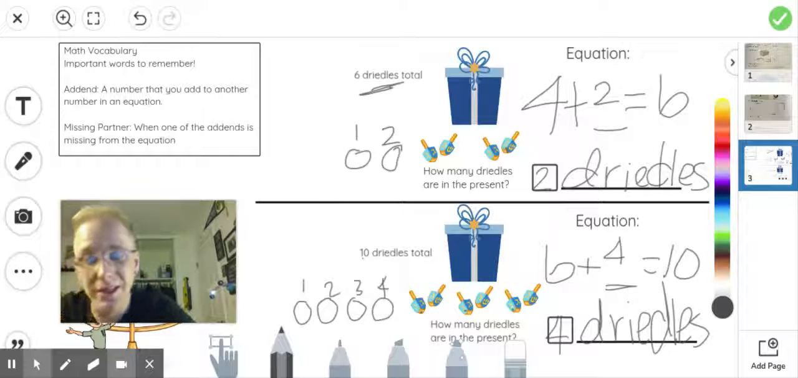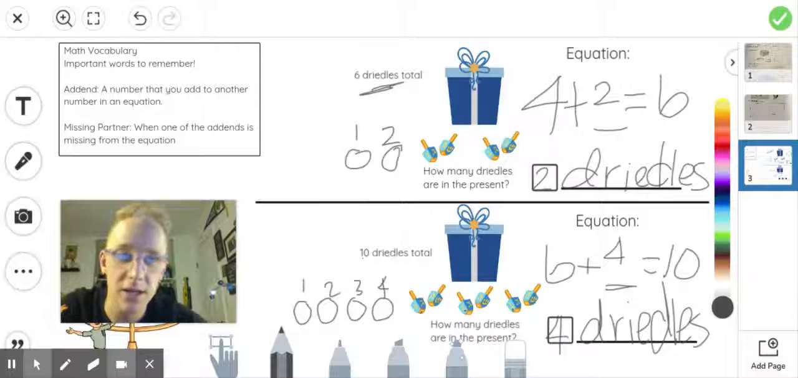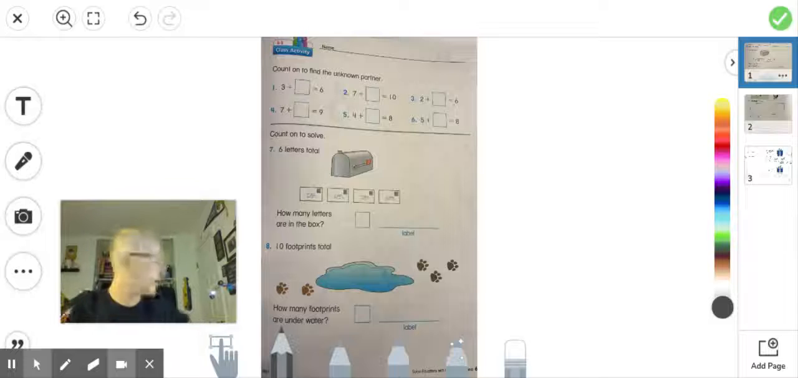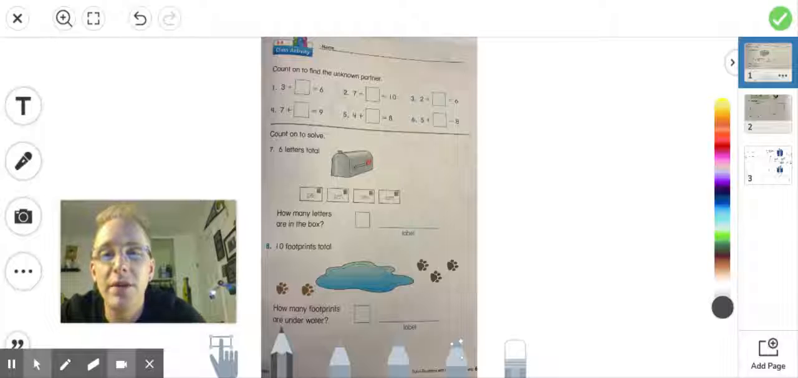But let's go ahead and take a look at some of our workbook pages that we're going to work on today. The first one being this page right here. I've got my workbook here. I'm going to double check my page number. It is page number 69. So we're going to start with our missing addend up here.